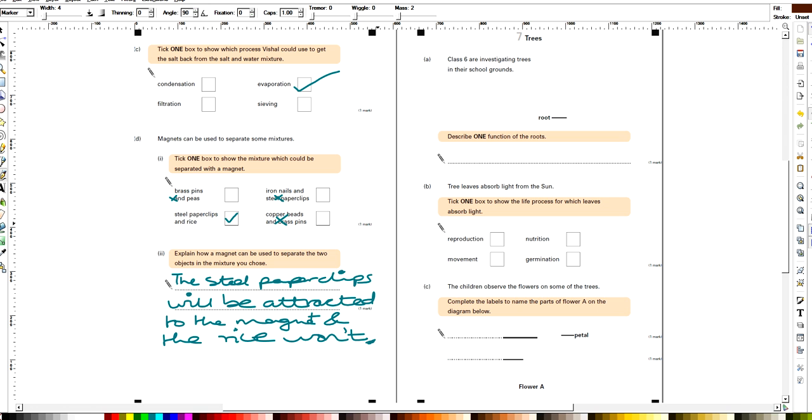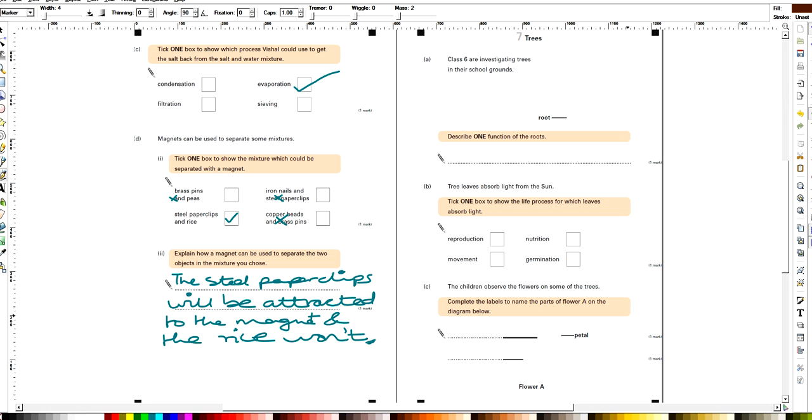Class 6 are investigating trees in their school grounds. Describe one function of the roots. Put your hand up if you know the answer. There are quite a few functions. I want a couple of people to give me one each. Arwa, what do you think the roots do for a tree? They help it absorb minerals and water. What else?